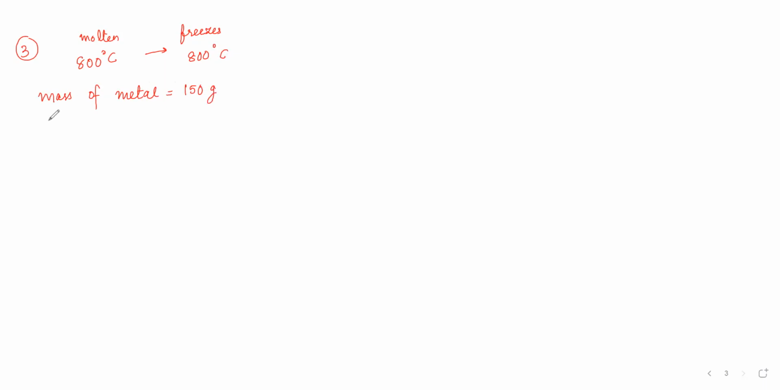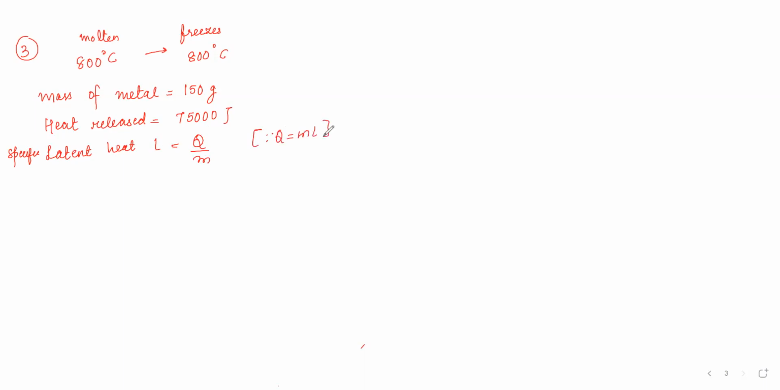Then what is the amount of heat released? It is equal to 75,000 joules. Then what is the formula? See, specific latent heat L will be equal to Q divided by M. Why? Because, children, Q is equal to M into L.